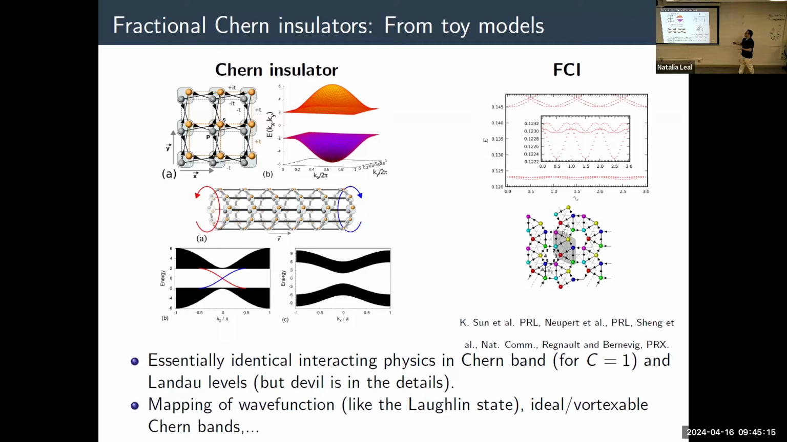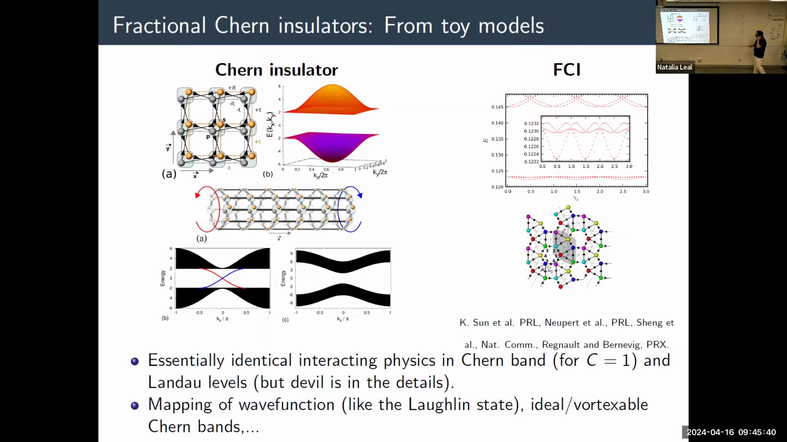There is a large literature about FCIs. In a nutshell, it looks a lot like the fractional Hall effect, basically like Landau levels with strong interaction, but there are some differences, which, for example, I will discuss when we deal with the actual experimental system.